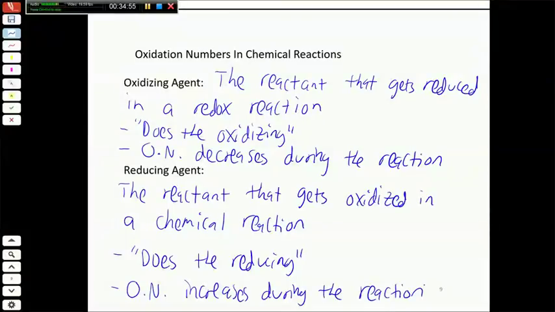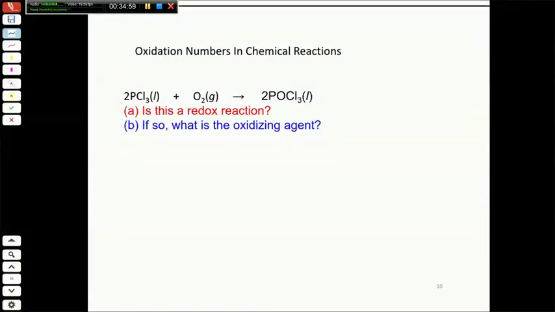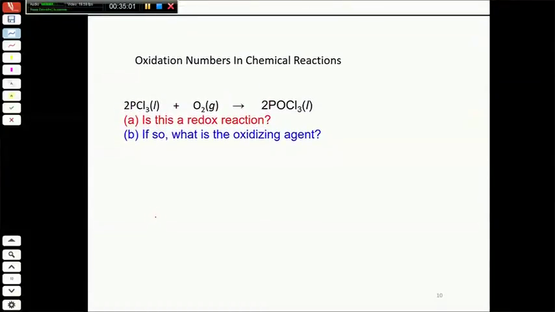So some types of questions we would ask you would be, let's look at a chemical reaction here. We're going to take phosphorus trichloride, PCl3, react it with oxygen to make POCl3. And the first question is, is this a redox reaction? And the second question is, if so, what is the oxidizing agent? Okay, so these are typical types of questions we could ask you: identifying redox reactions, and then once you know it's a redox reaction, identifying the oxidizing or reducing agent, or in some cases both.